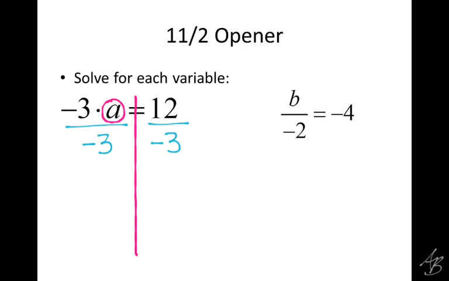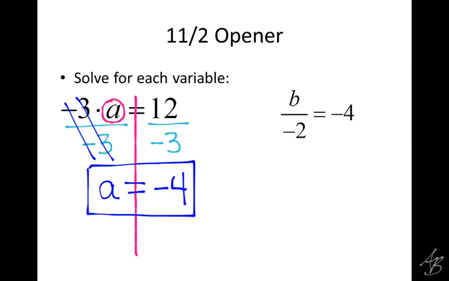All right, so on the left side, those -3s are going to cancel each other out. And what does that leave? A, all by itself. Equal sign goes on the line. And then on the right side, what's a positive 12 divided by a -3? -4. And since we have a by itself, we have everything simplified. We are finished. Put a box around it.